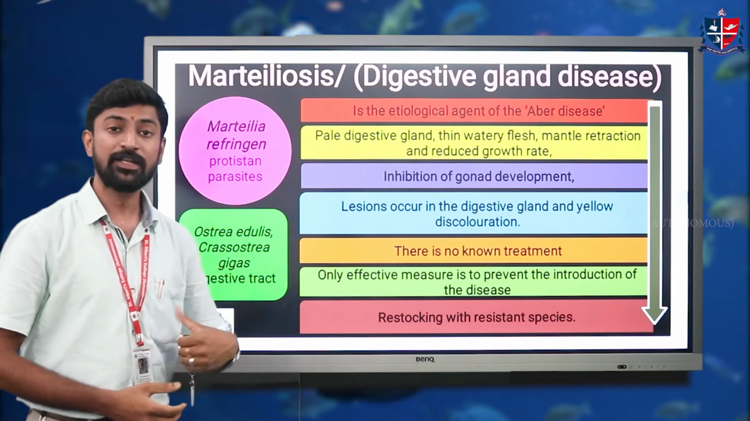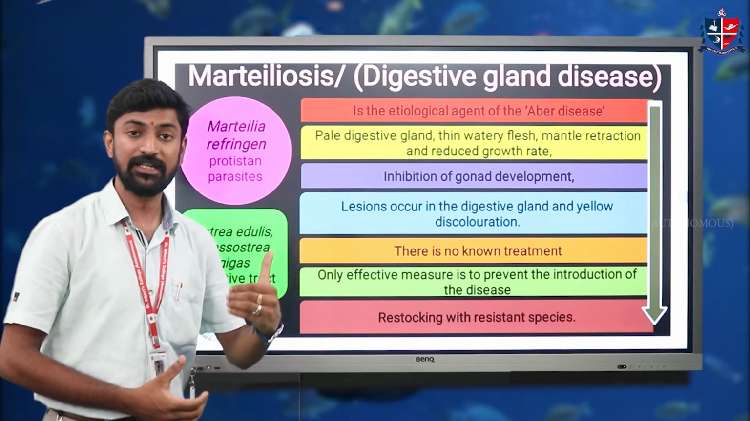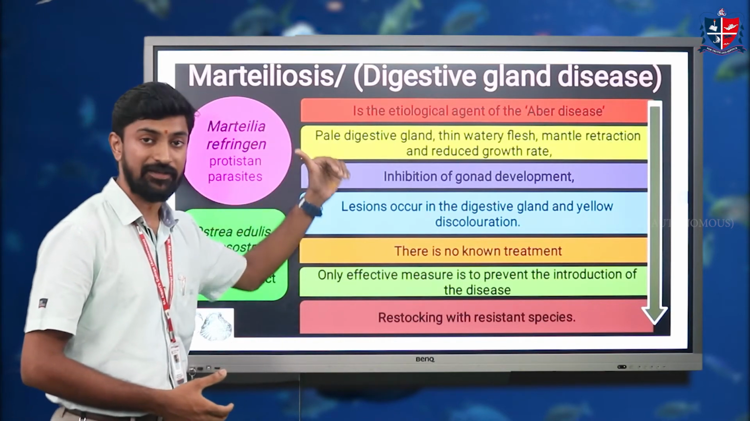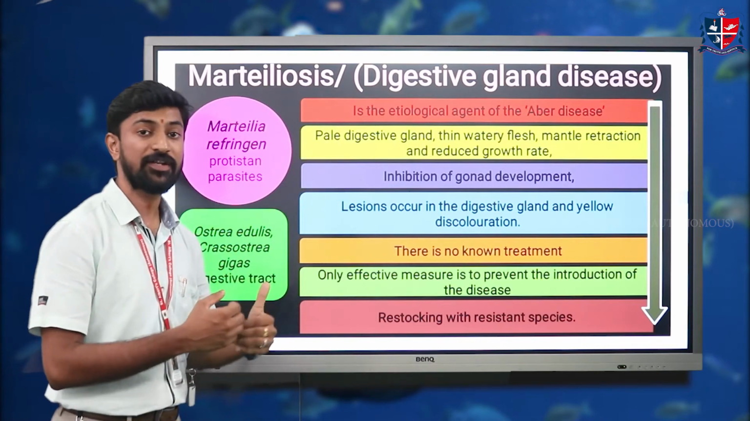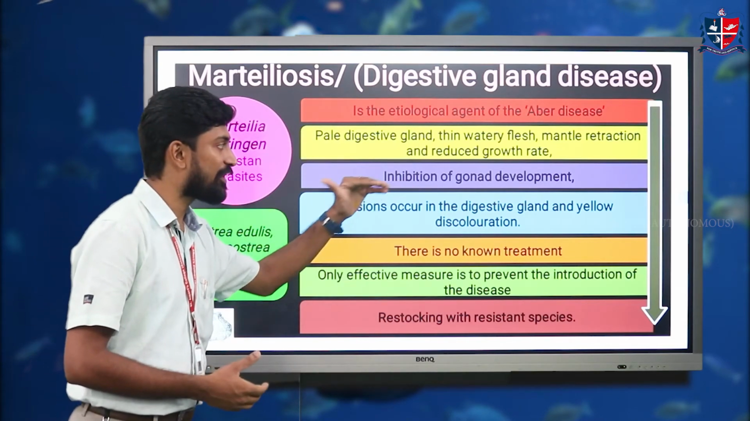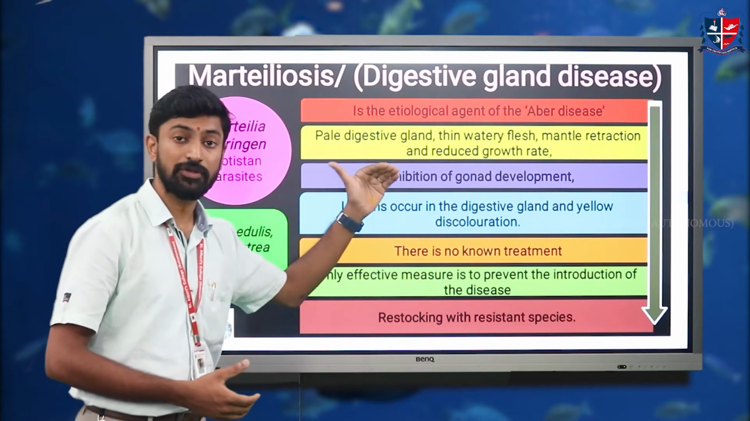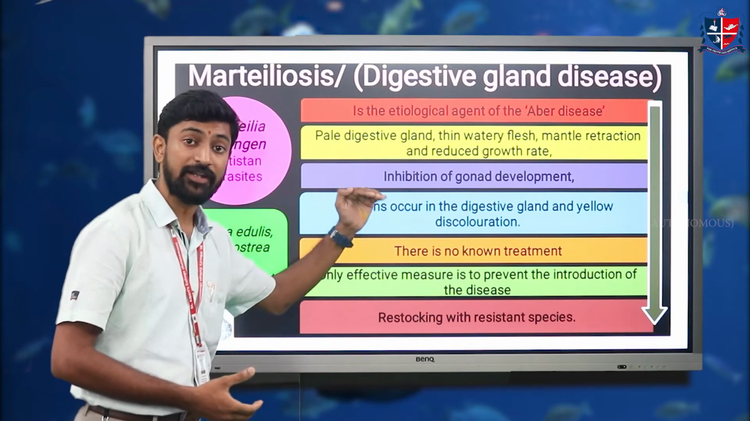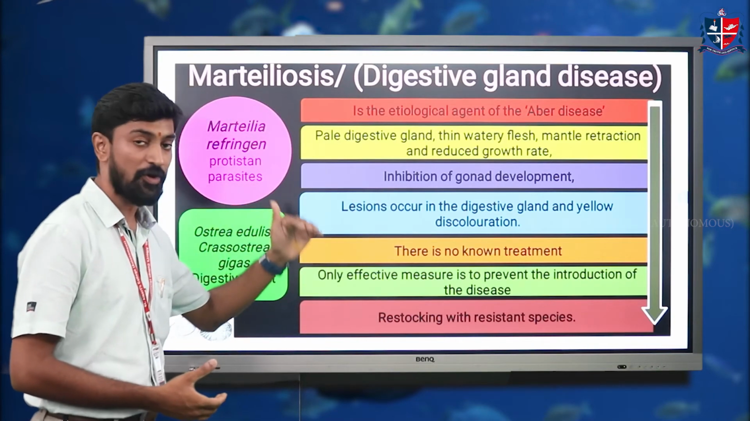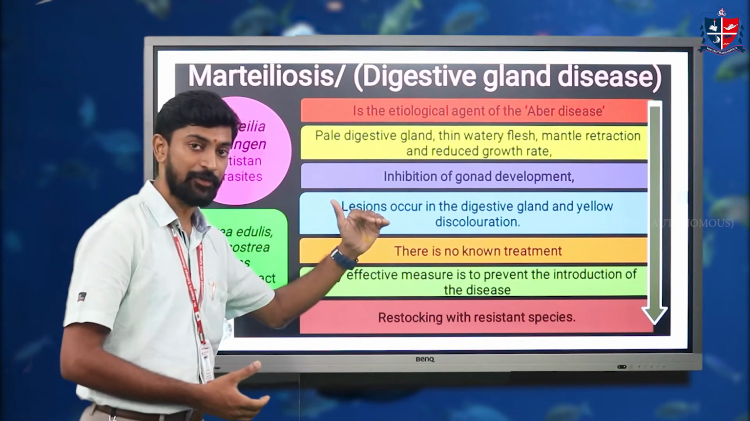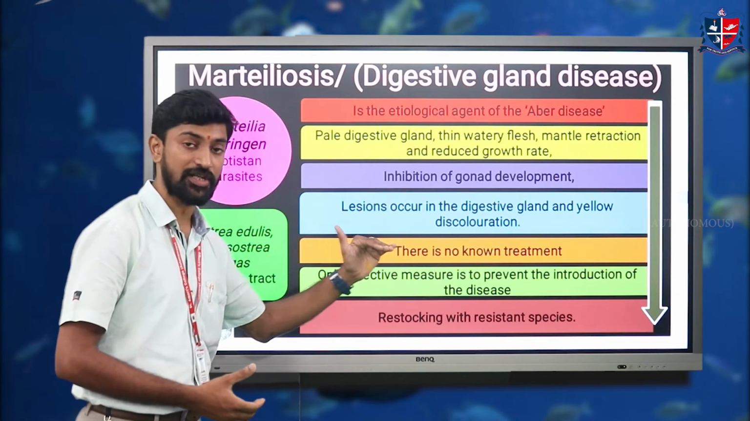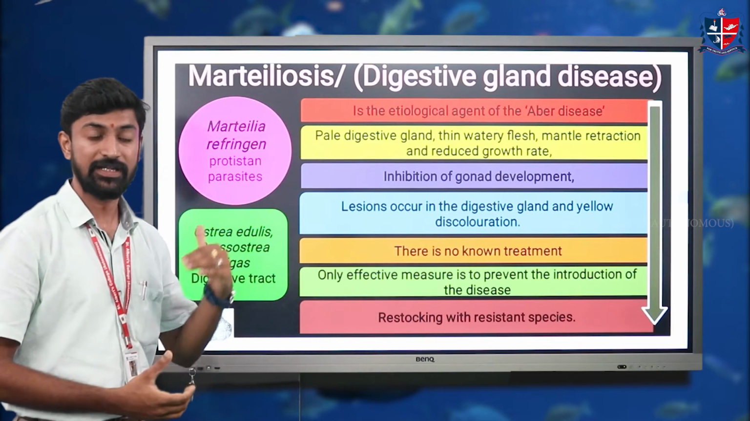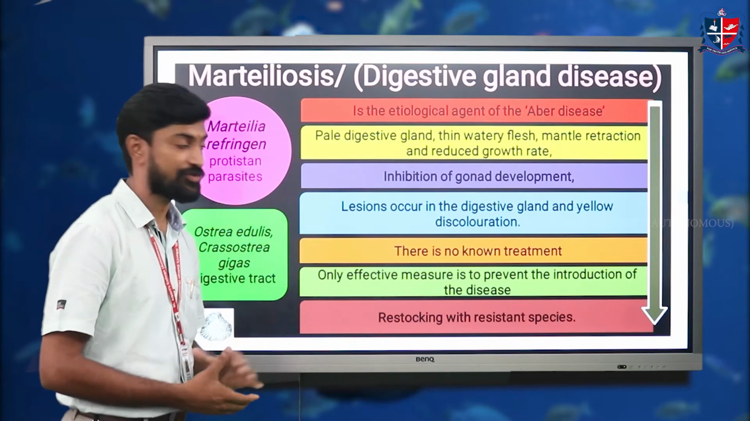Then, what are the clinical signs? The major clinical signs of martiliosis are a pale digestive gland, thin watery flesh, mandible retraction and reduced growth rate. Then inhibition of gonad development, lesions in the digestive gland and yellow discoloration of the digestive gland. These are the major symptoms or clinical signs shown in martiliosis.